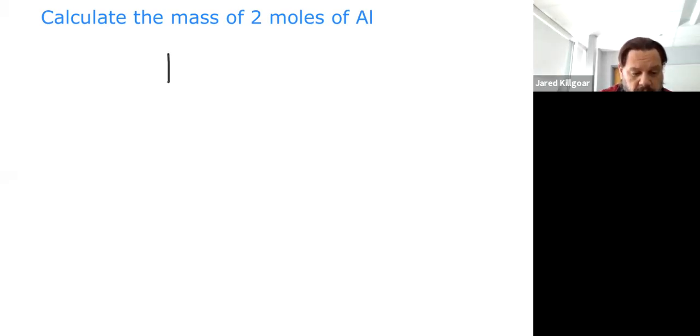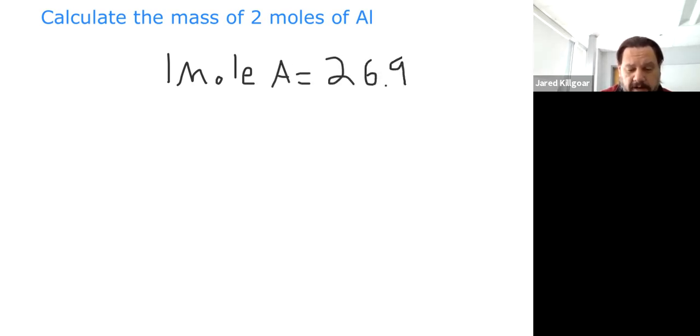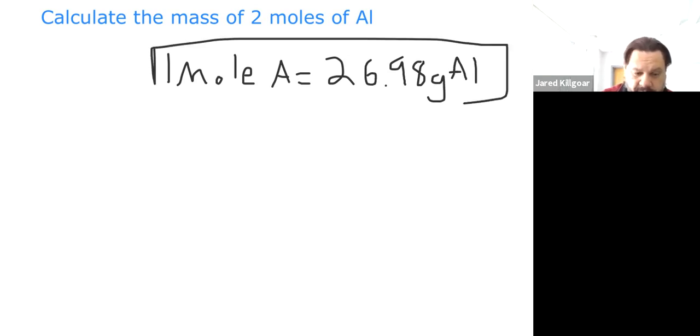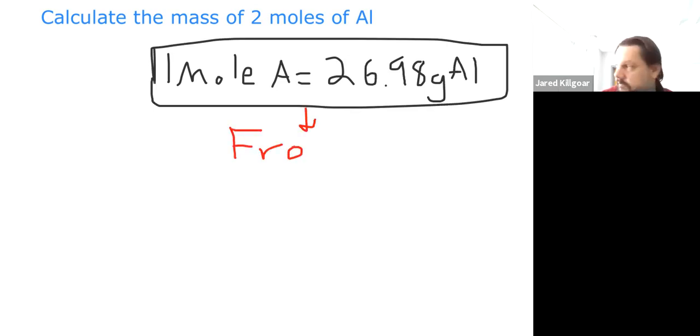1 mole of Al is equal to 26.98 grams of Al. And I get this from the periodic table itself. That's from the periodic table. I'm going to abbreviate periodic table PT.